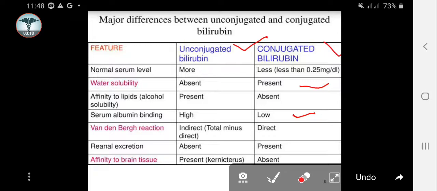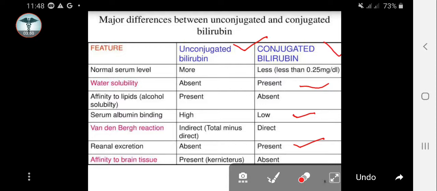Renal excretion, as you know that urine mainly consists of water. So the bilirubin which appears in the urine should be water soluble, and the conjugated bilirubin is water soluble. So whenever the bilirubin is present in the urine, you can say that it is a direct bilirubin or conjugated bilirubin, while the renal excretion of unconjugated bilirubin is absent.